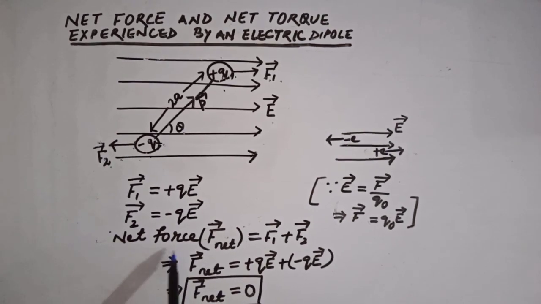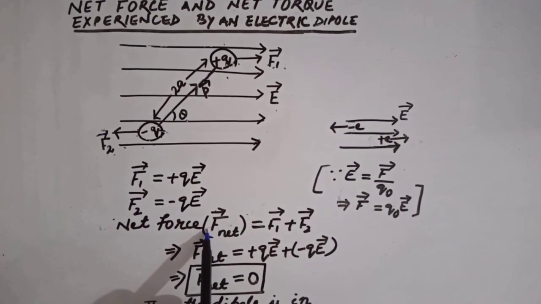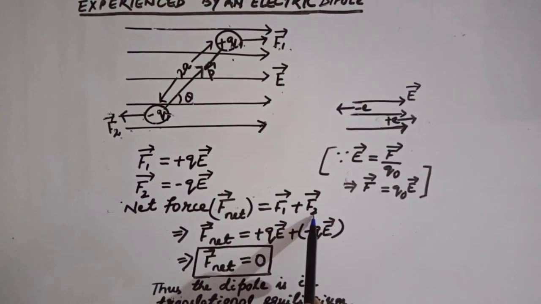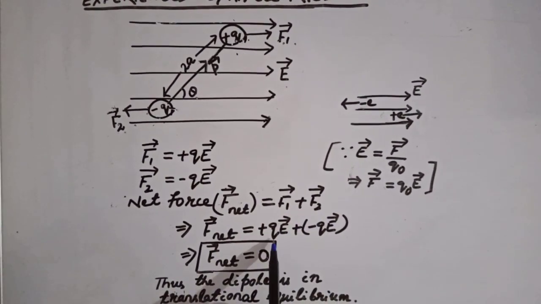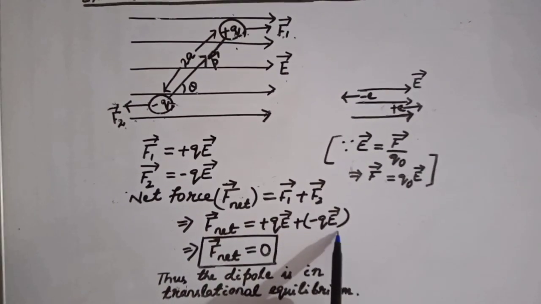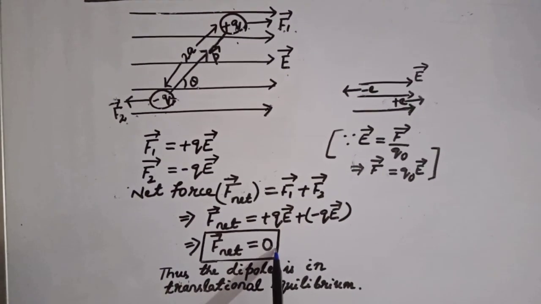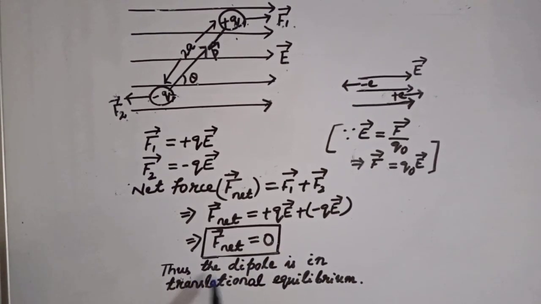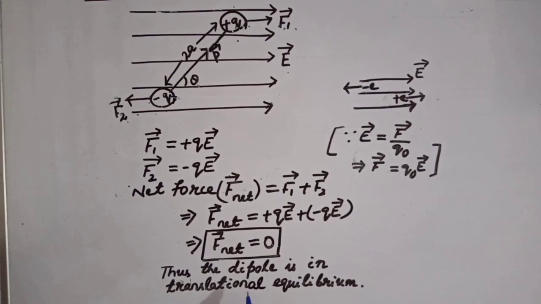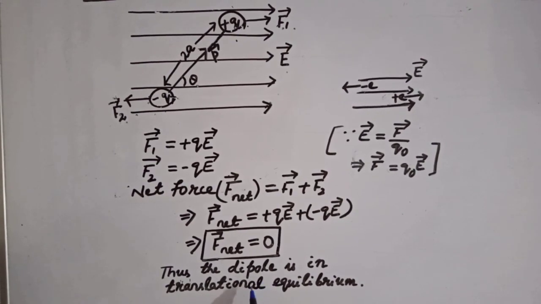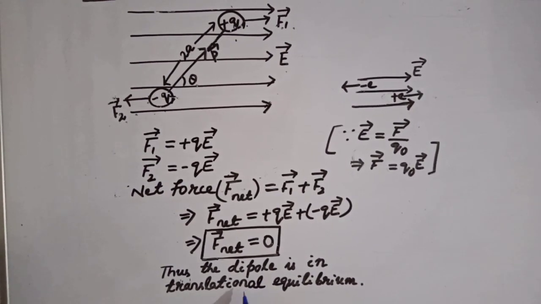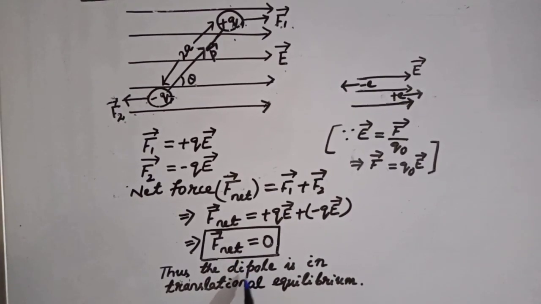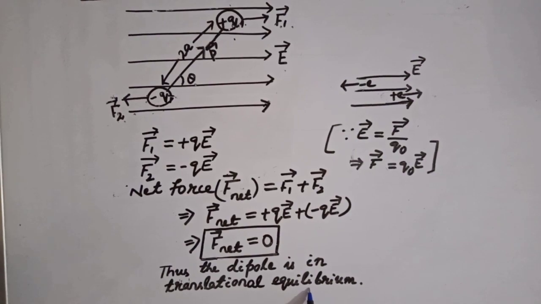Thus, the net force experienced by the dipole, F net, is equal to F1 vector plus F2 vector. That is equal to qE plus minus qE, which is equal to 0. Thus, the dipole placed in a uniform electric field experiences no net force. That is, it is in translational equilibrium.